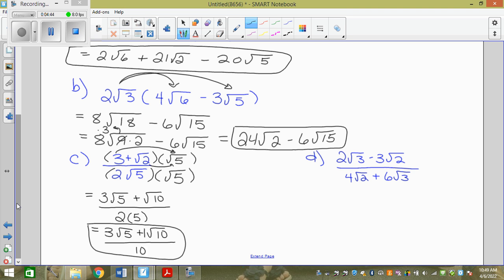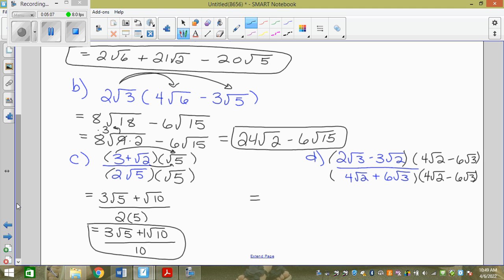D, I have a binomial denominator. And when I have a binomial denominator, I have to multiply by the conjugate. So if I have 4 root 2 plus 6 root 3, I'm going to multiply by 4 root 2 minus 6 root 3. So I'm going to have to FOIL.